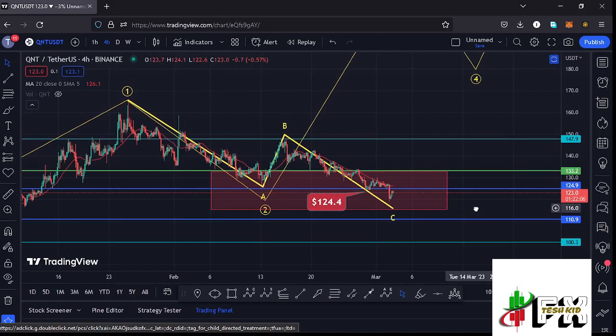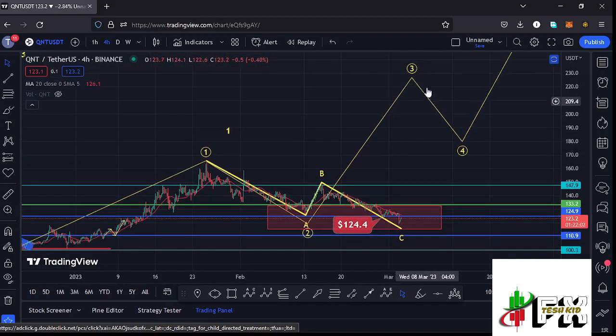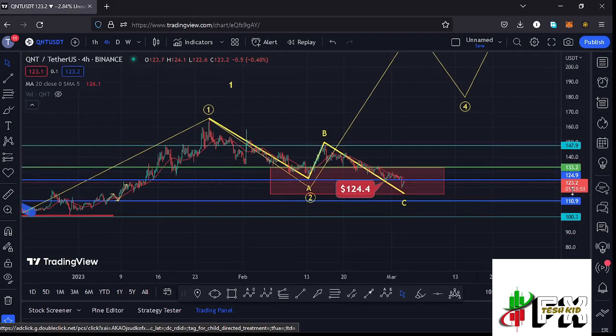And once we fully maximize our red target area, then we can expect another explosive move to the upper side in the formation of this wave 3, and also give us a break above other key areas of resistance in between for us to fully maximize our target areas.